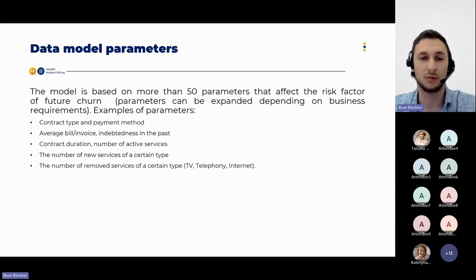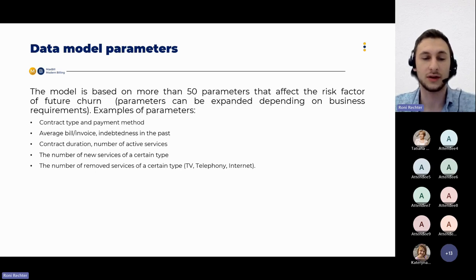This model is based on more than 50 parameters that affect the risk factor of future churn. Parameters, of course, can be expanded depending on each business's unique requirements. Some examples of parameters that were used to train the model: contract type and payment method, for example, if the payment method is direct debit or prepaid, the average bill or invoice, and debt in the past.